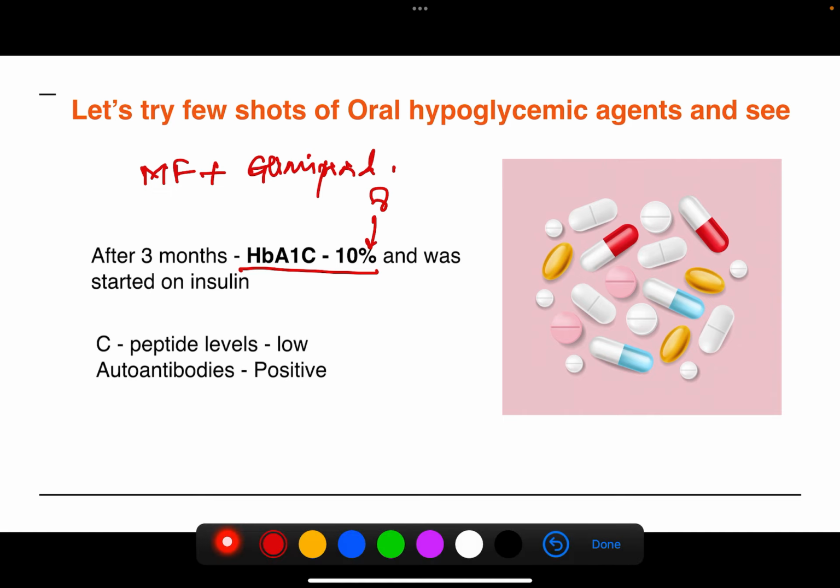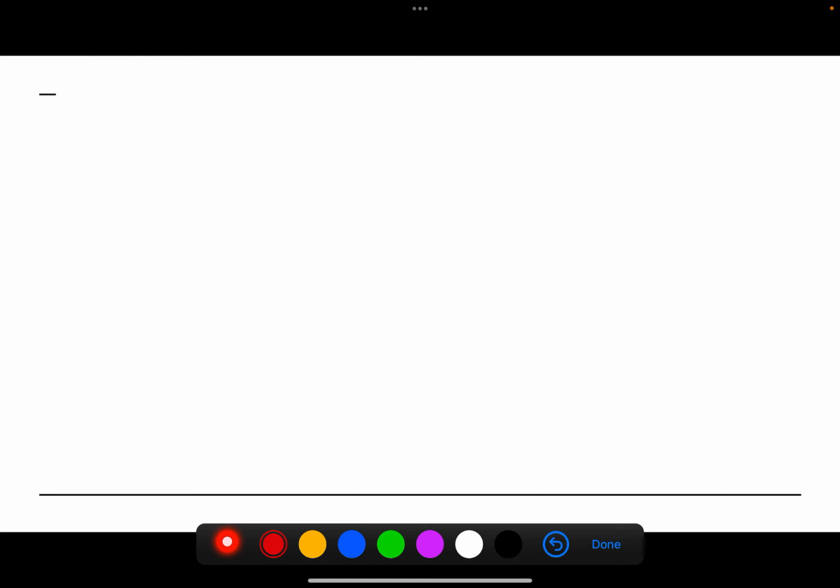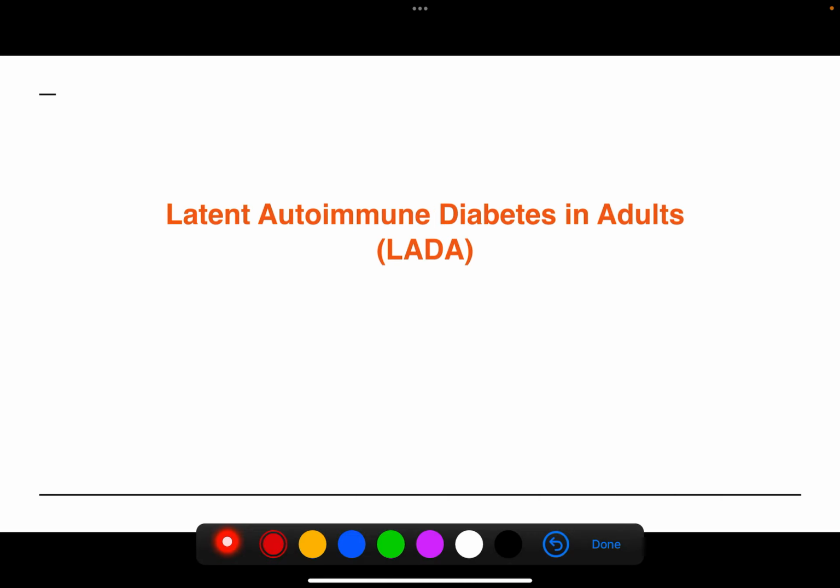So now this is the very good clincher. C-peptide levels are low. It means that insulin is low. Then autoantibodies are positive. It means that there is autoimmunity. So this will be a definite case of what? LADA, latent autoimmune diabetes in adults.